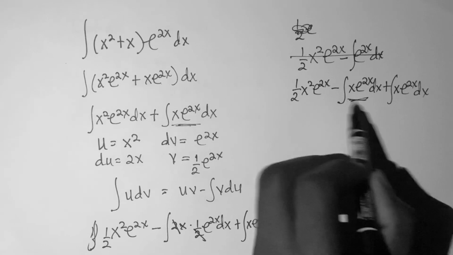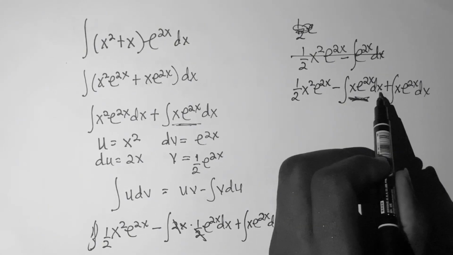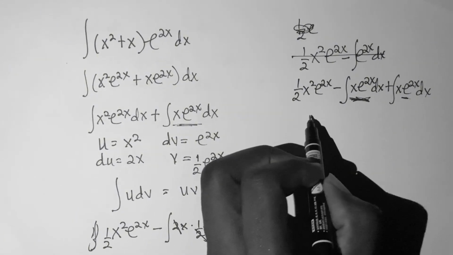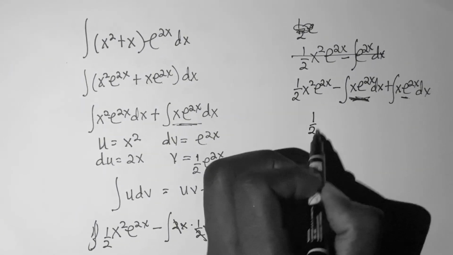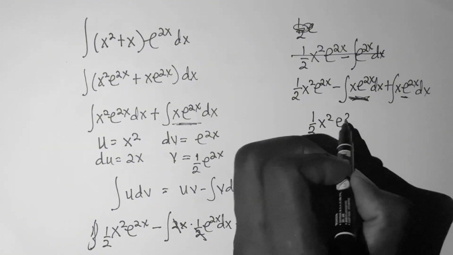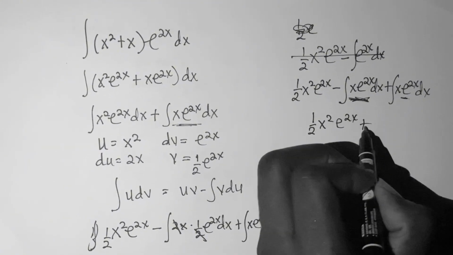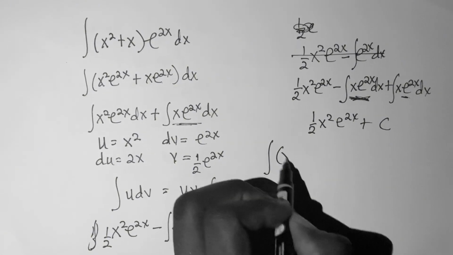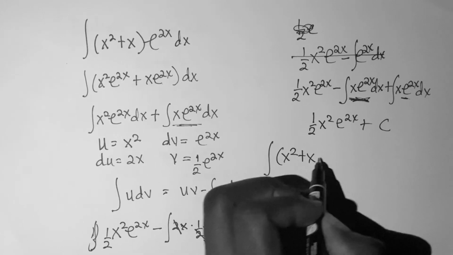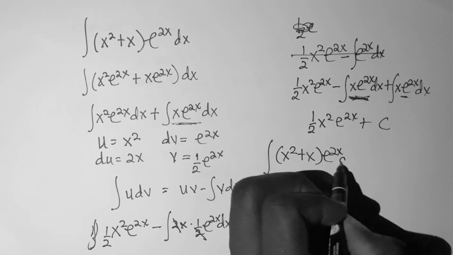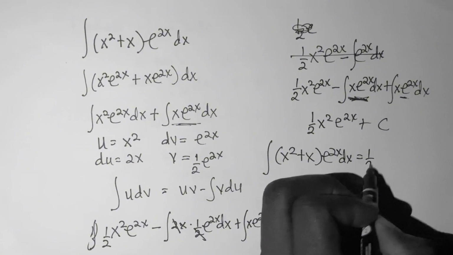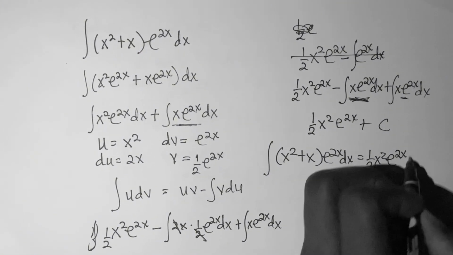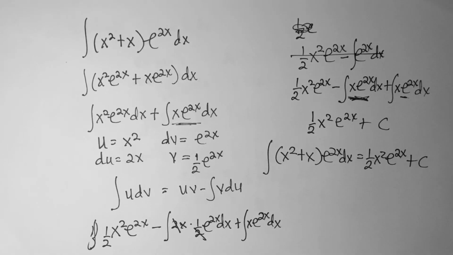So you can see that here is x exponent 2x dx. Here is also the same thing. So this part goes to 0, and therefore we are left with half x squared exponent 2x, then plus the constant of integration c. So it implies that integral of x squared plus x exponent 2x dx is equal to half of x squared exponent 2x plus the constant of integration c.